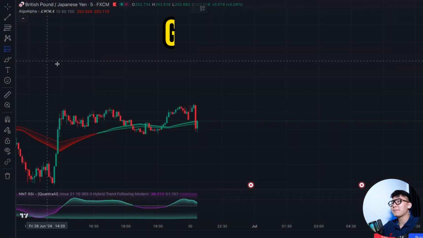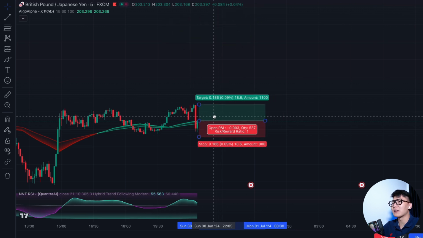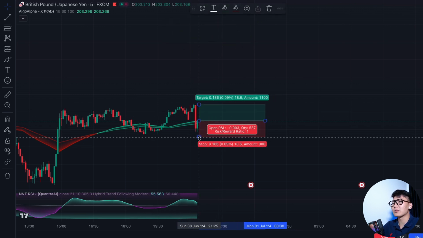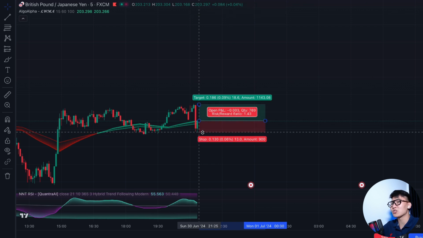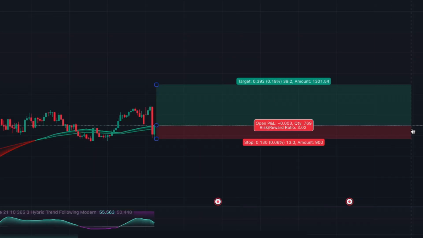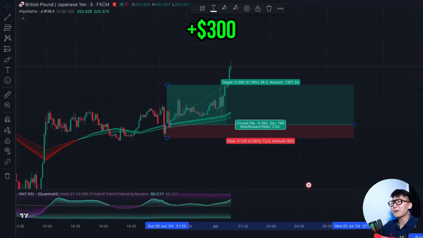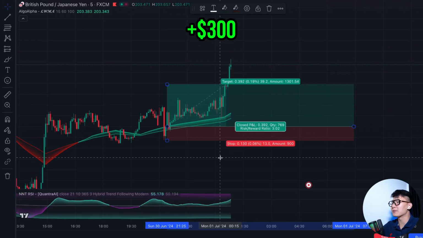GBP JPY. There is an upward trend and I'm opening a long position, not based on the first indicator signal, but as a continuation of the bullish trend. I'll set the stop loss at the local minimum and open the position at a 1:3 ratio, and let's see how this long position turns out. My long position closed successfully. I earned $300. It was a strong signal in continuation of the bullish trend.